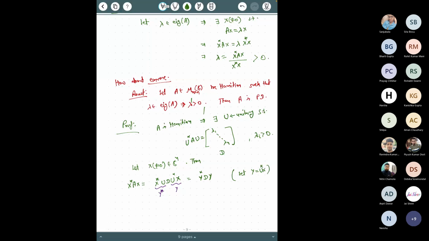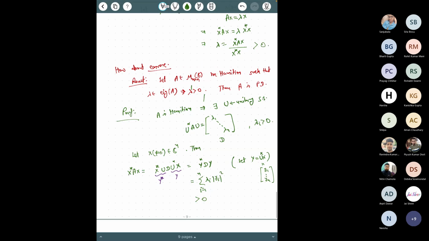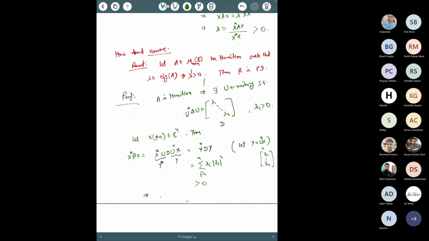Suppose y has the entries y1 to yn. This is a vector of size n. Using the fact that D is a diagonal matrix, y star Dy is equal to the sum of lambda i mod yi square, i equal to 1 to n. Since all lambda i's are greater than 0, this is greater than 0, and this is true for every non-zero vector x. So A is positive definite.